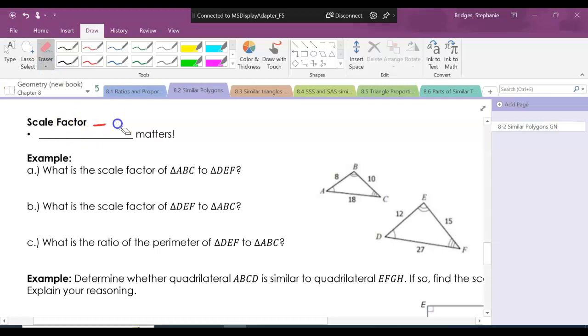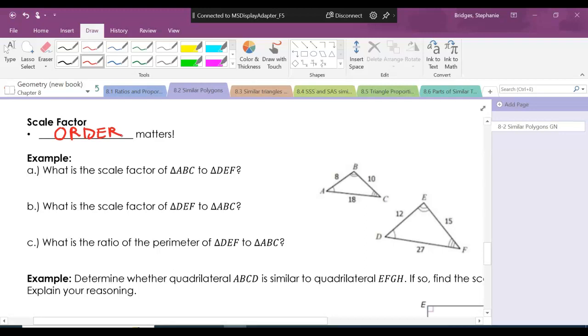Meaning, whichever one you write first matters in how you use this scale factor. A lot of the times, you're not going to be told how to write it, especially in books like this. I usually go from left to right. For me, I'm going to tell you which order I want you to write it. Left to right, right to left, big to small, small to big. Okay, so pay attention to what I'm telling you.